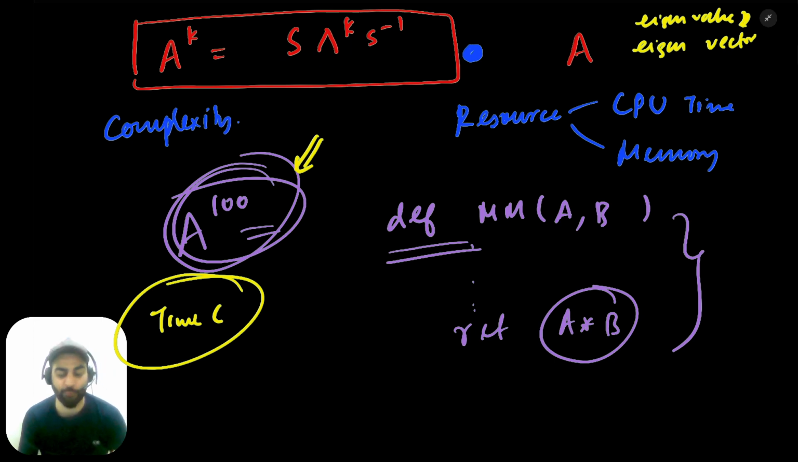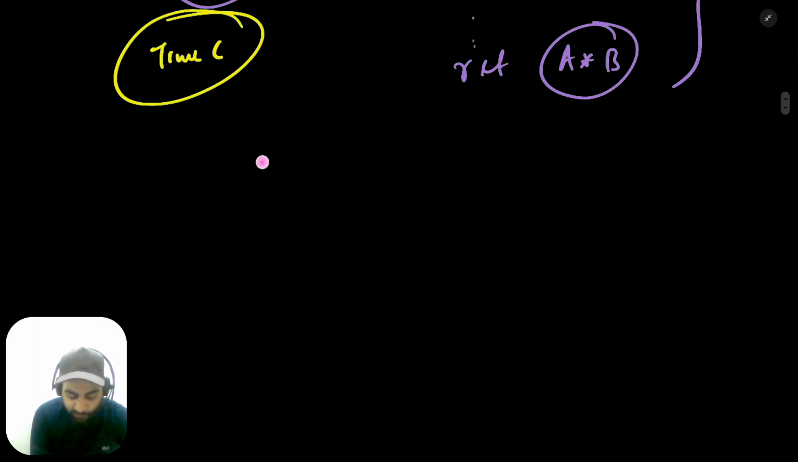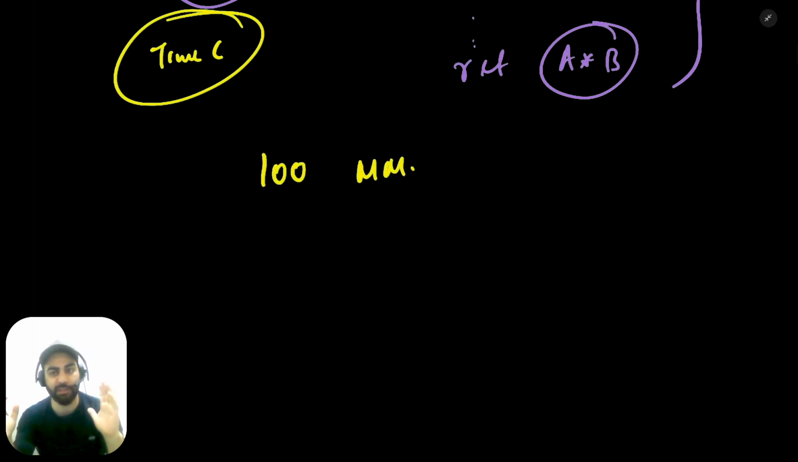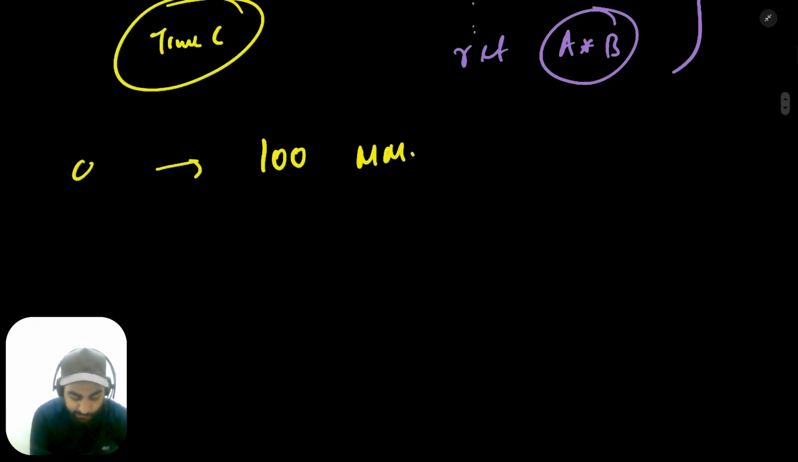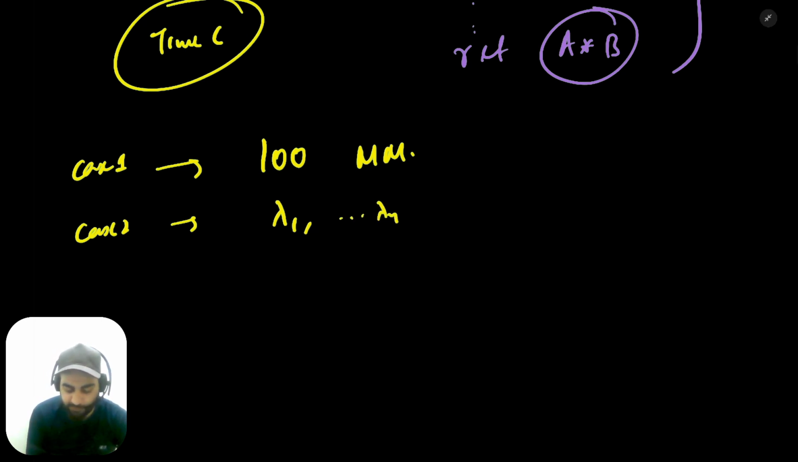The additional thing is this: in the first case, we can perform 100 matrix multiplications. There are 100 n cross n matrices, and we are performing 100 matrix multiplications. In case two, we take the matrix and diagonalize it, finding lambda 1 till lambda n. This is step one.